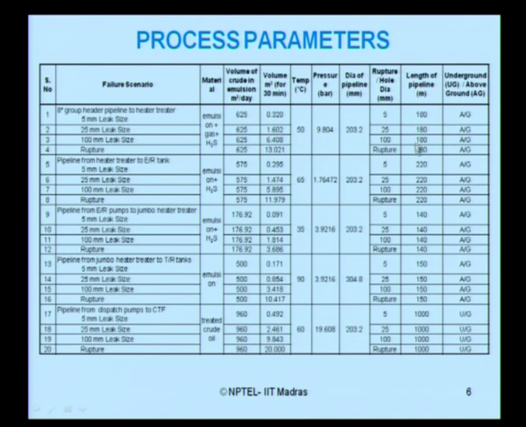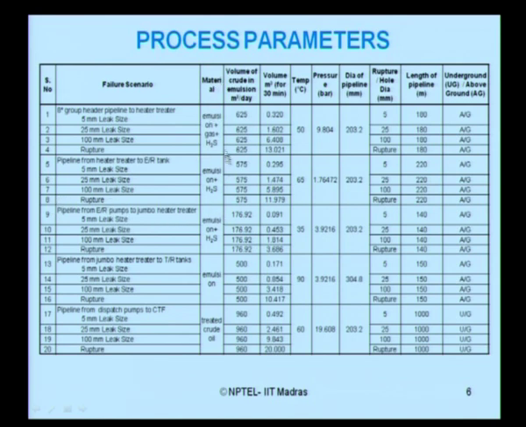The length of the pipeline is about 180 meters, and I also note whether the pipeline is located above ground or underground. All these pipelines are above ground. Then I look at the second scenario, which is the pipeline transferring from the heater treater to the emulsion recipient tank. I look again at 5 mm, 25 mm, 100 mm and total rupture leak. I say the numbers are 5, 6, 7, 8 and so on.